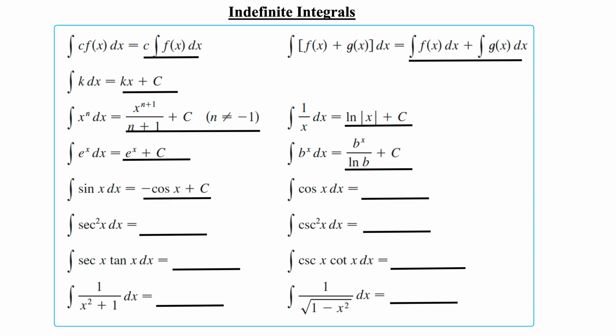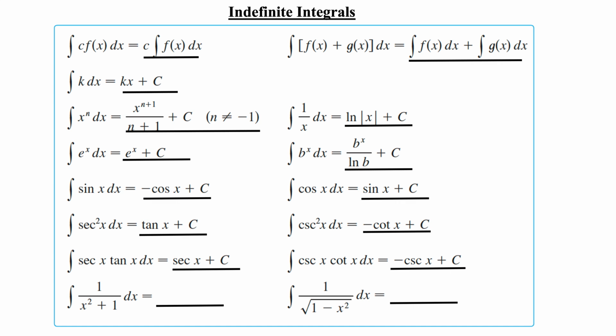Sine of x dx was negative cosine x plus c. Integrate cosine of x dx, that's sine of x plus c. Secant squared x dx, if we integrate that, that was tangent of x plus c. Integrate cosecant squared x dx, that was negative cotangent of x plus c. If we integrate secant x times tangent x dx, remember that's the derivative of secant x. And cosecant x cotangent x dx, that's the derivative of negative cosecant x, plus c.